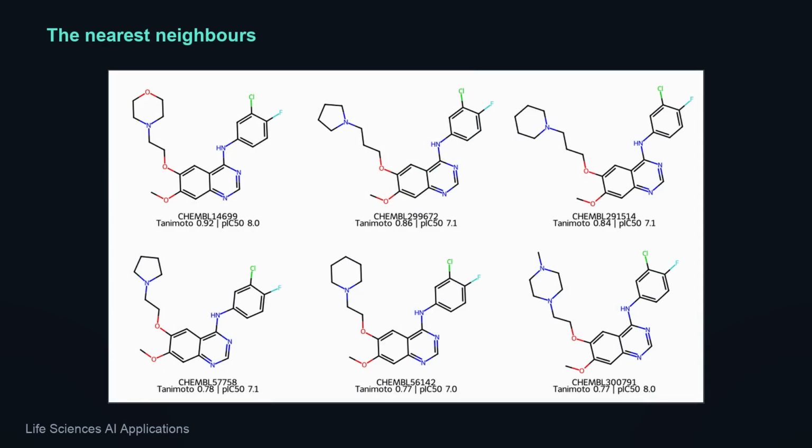And here's the payoff, the top 6 neighbors, drawn out. Look what similarity search found, every single one carries gefitinib's anilinoquinazoline core, the same chlorofluorophenyl, the same fused ring system, differing mostly in the solubilizing tail. And they're potent, pIC50s of 7 and 8. That's the whole chemical series, surfaced automatically from a barcode comparison.